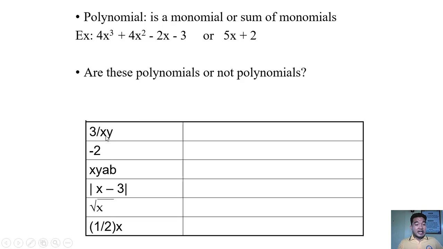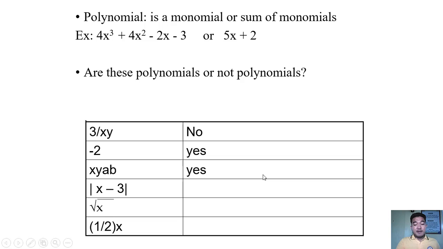We have 3 over xy. Actually, this is a monomial, 3 over xy. As you can see, we have variables at the denominator of the expression. So basically, this is not a polynomial. Next, we have negative 2. Negative 2 is a constant, so that is a polynomial, correct? We have your x, y, a, b, all variables, 4 unknown variables, x, y, a, and b, and the exponents are all 1. And 1 is a whole number, so this is a polynomial.